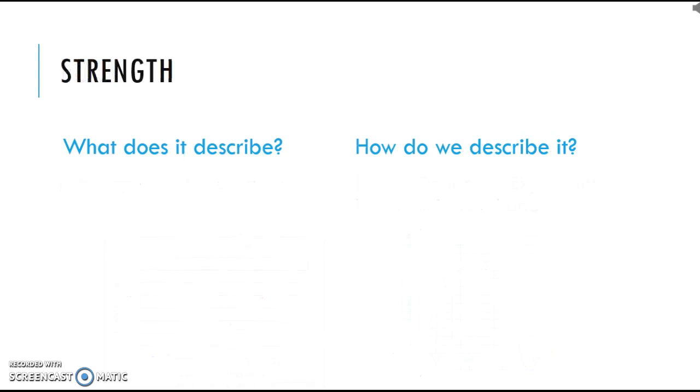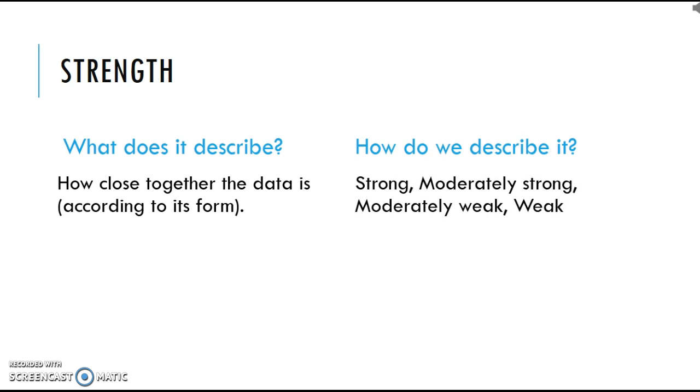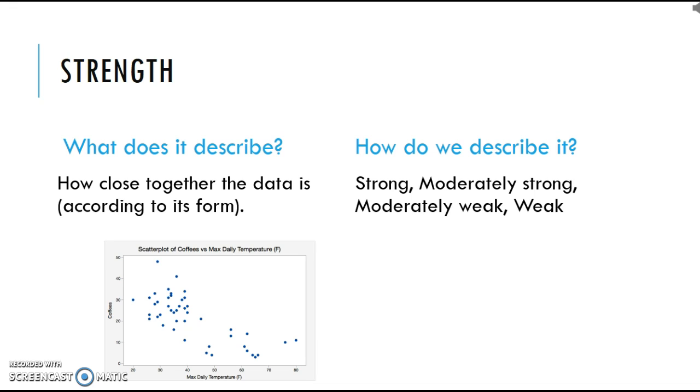The final descriptor we will use is strength. Strength tells us how close together the data is according to its form. We describe strength using words like strong, moderately weak, and weak. Here is an example of a scatter plot with a weak strength. We can't really tell what shape it's supposed to be in. Here is an example of a scatter plot with a strong relationship. We can tell that it's supposed to be linear and our data points are close together in that form.